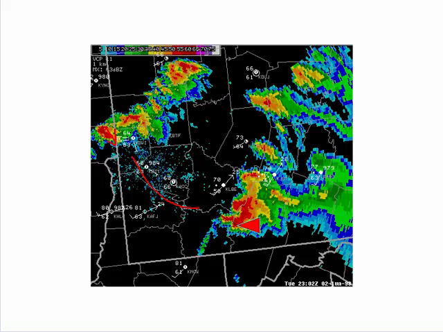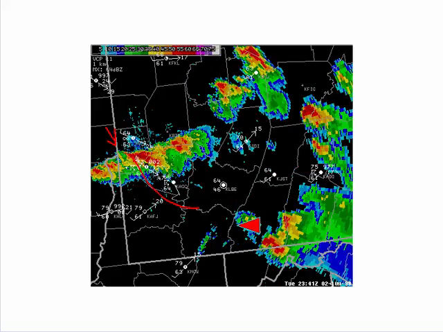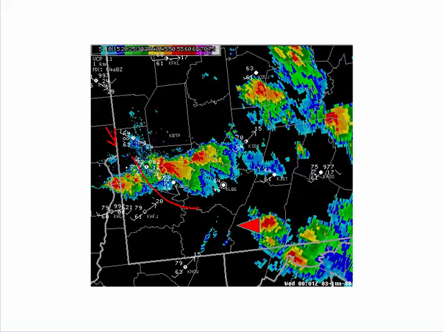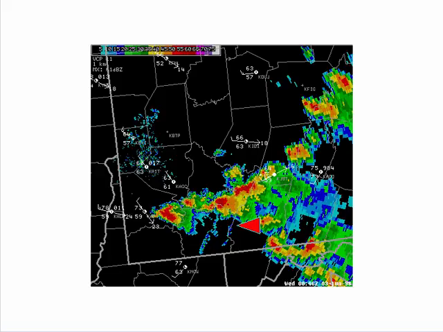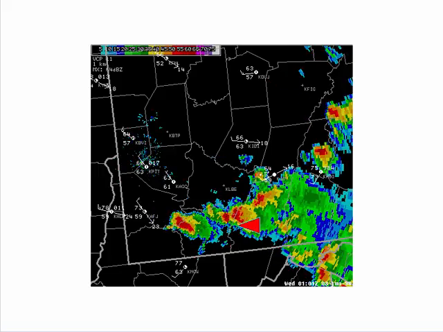However, as we go through time, this second storm now latches on to that boundary, and by 01 has turned into, let me erase this, a tornadic storm, which now produces an F4 tornado right about this time right here.